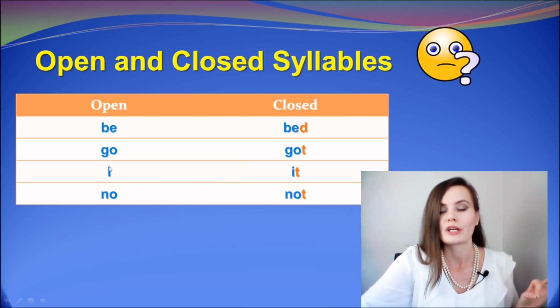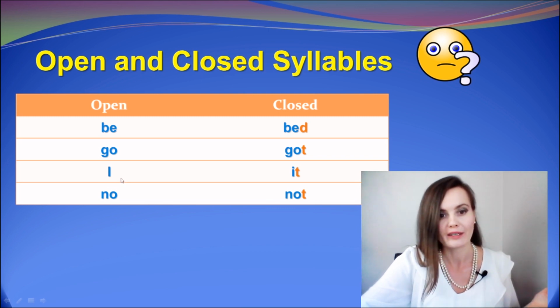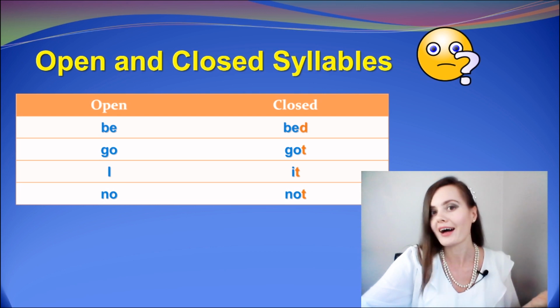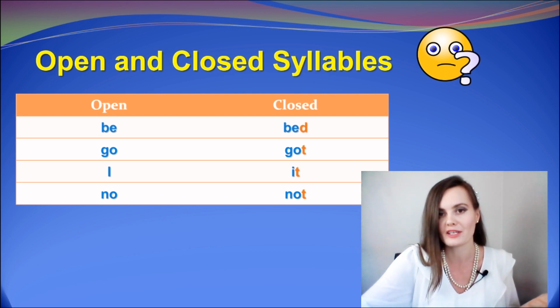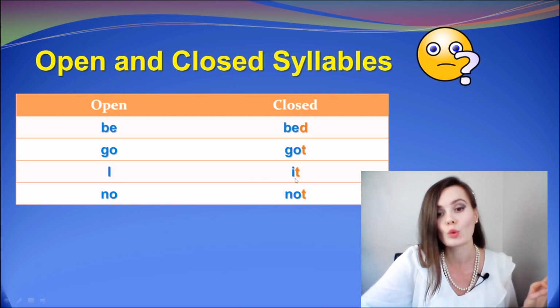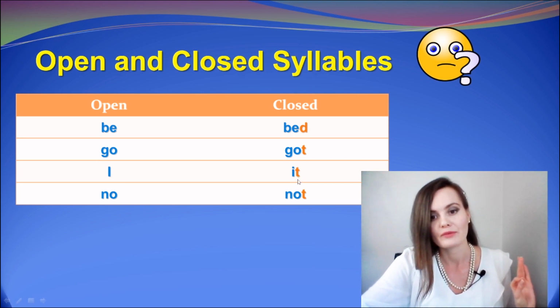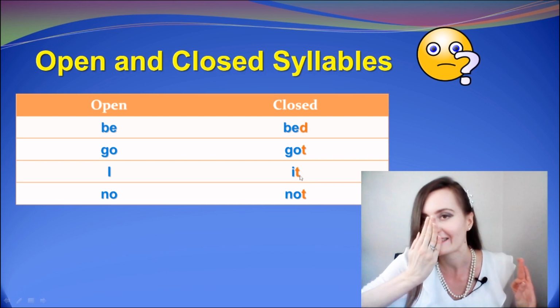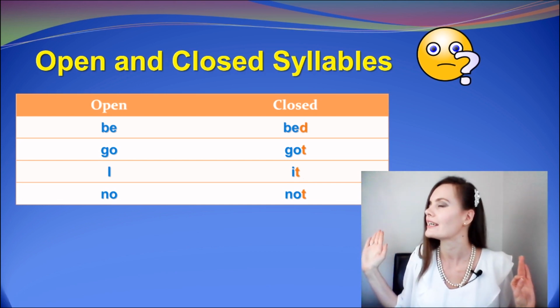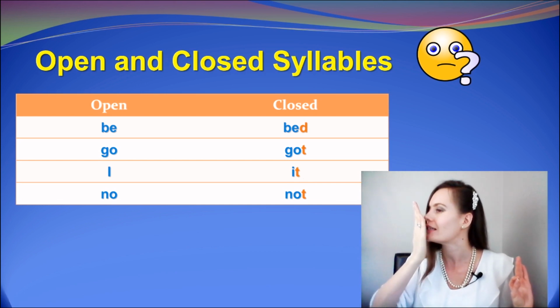Again, in the word I, the syllable is open. There is no consonant on the right side. So we just say I. Nothing stops us, right? But in the word it, there is a consonant on the right side. And we say it. We cannot say I. We need to say eh, eh.